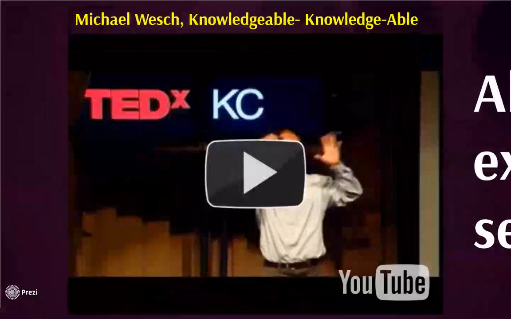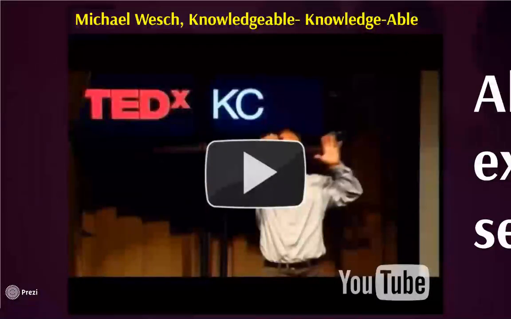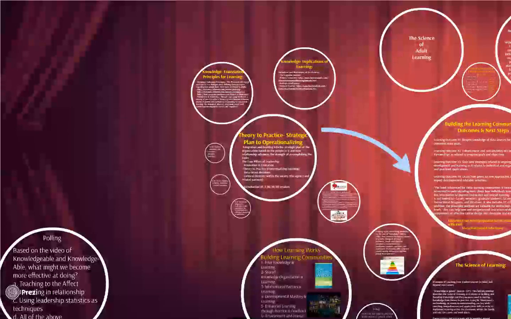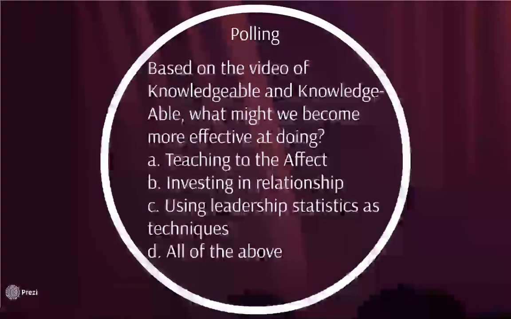So as you all know, you were invited to listen to the TED Talk on knowledgeable by Michael Wesch, and captivating your interest in that video was an opportunity to look at a 20th century perspective on how we have taught people to become valued employees across organizations. As we particularly look at early education and the value we hold to dynamic spatial awareness and learning, I ask you this question, based on this video, what might we become more effective at doing? So I'll give you a few moments to share your insights around these.